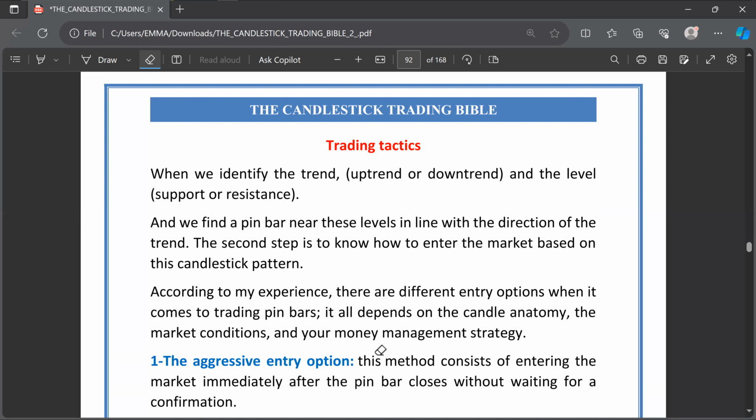I think we are still continuing with that. This is no new thing. It's not a new thing at all. It's the same thing that we are doing. According to my experience, there are different entry options when it comes to trading pin bars. It all depends on the candle anatomy, the market conditions, and your money management strategy, right?